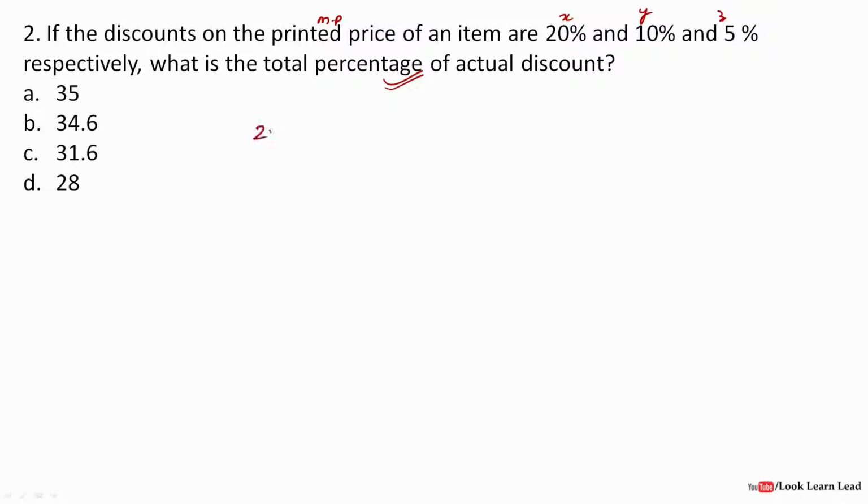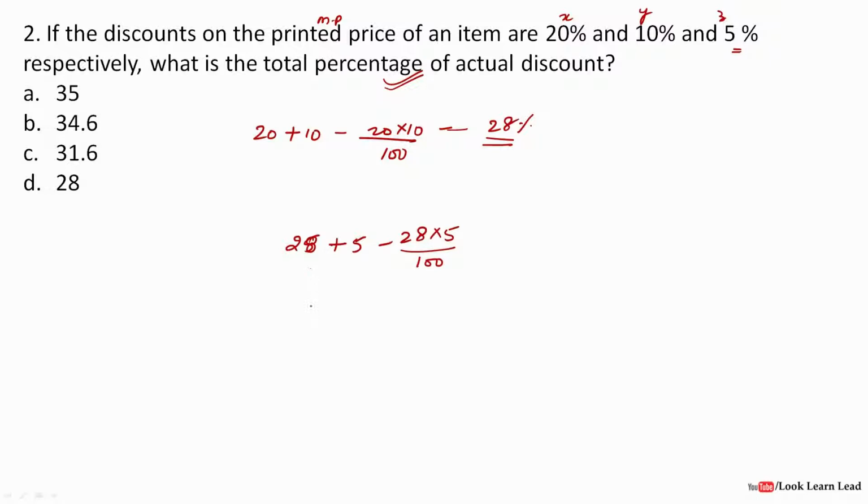So I will have 20 plus 10 minus 20 into 10 upon 100. It is 30 minus 2. It is 28%. Okay. Now this 28% I'll do with 5. So we will have 28 plus 5 minus 28 into 5 upon 100.